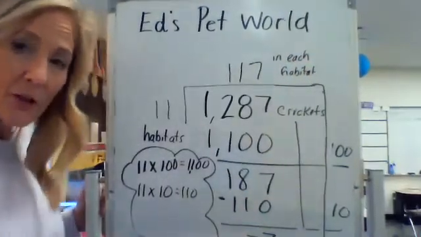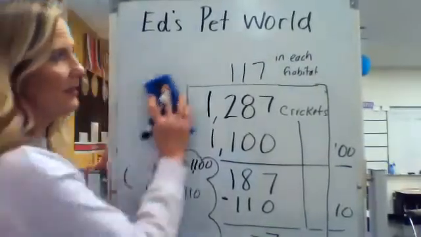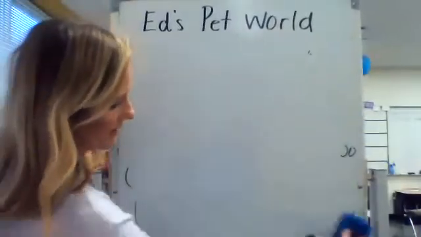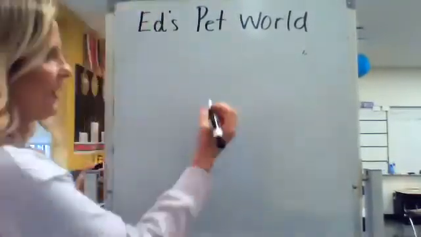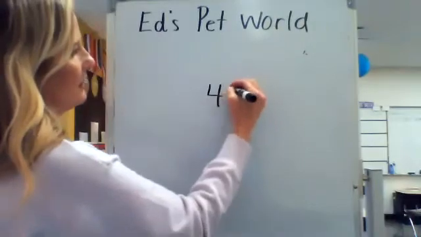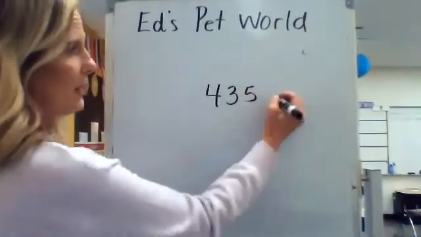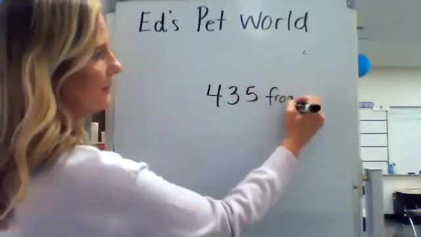All right, we got 2 more to do. Let's do these together. All right, the next one is 435 frogs in 5 aquariums. Look, I'm not going to forget this time.